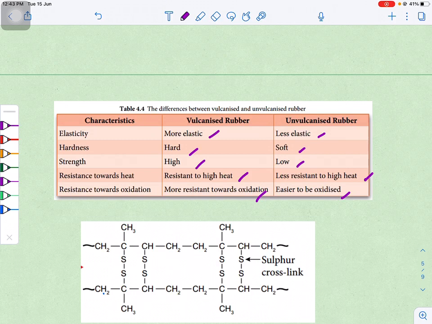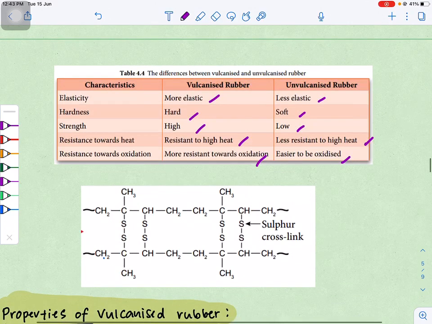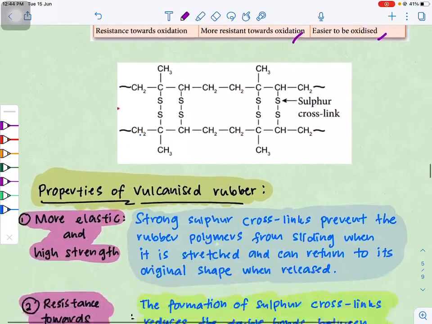So if we compare this characteristic, so for sure kita akan memilih untuk menghasilkan vulcanized rubber because it is more power dari segi karakter dia. Okay, so this is just recall the position of sulfur crosslink. So whatever it is, you have to know the sulfur crosslink mesti berlaku di antara carbon-carbon double bond between the first layer and the second layer.